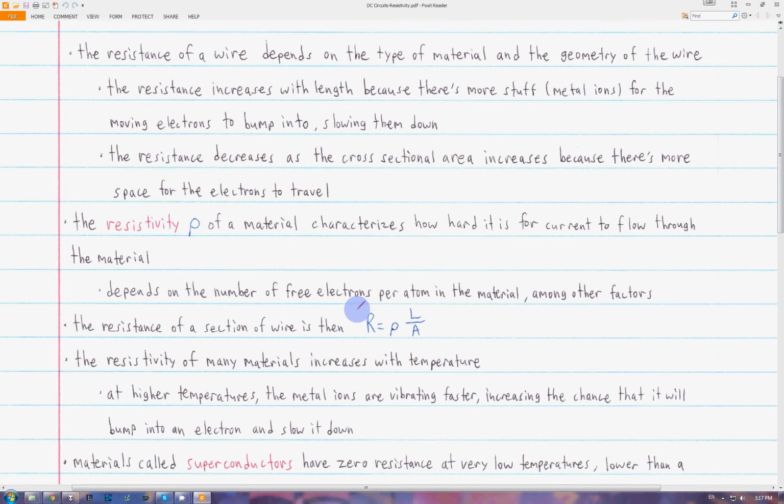So the equation for the resistance of a section of wire is: the resistance is equal to the resistivity times the length divided by the cross-sectional area.